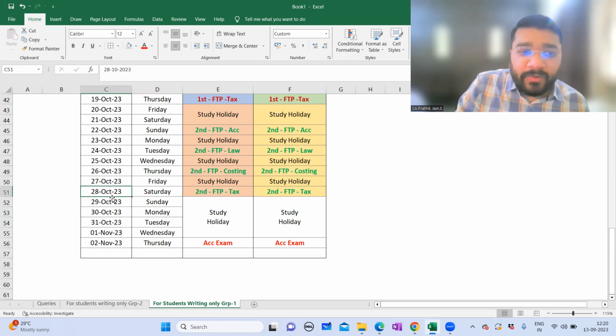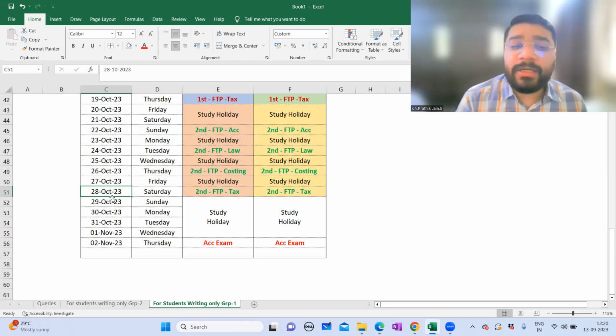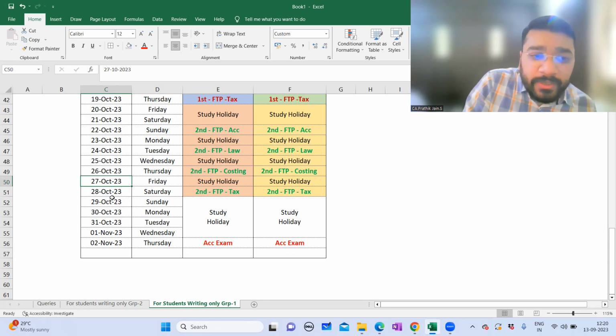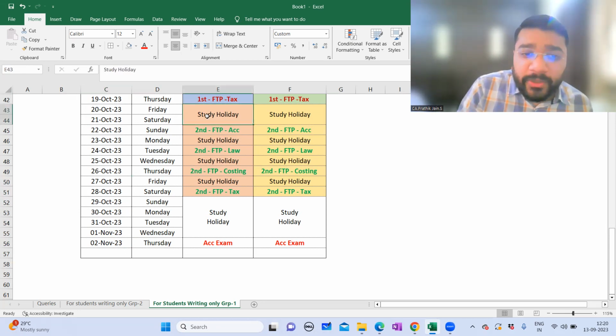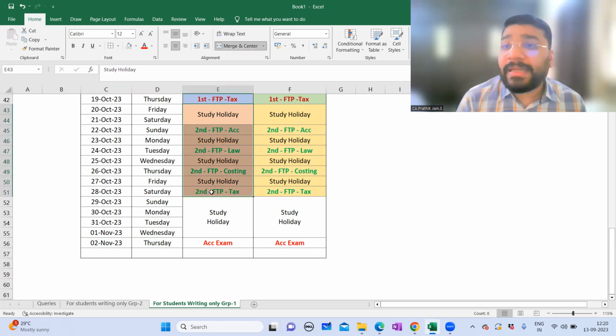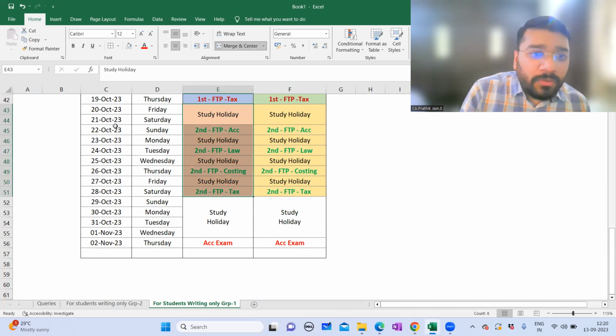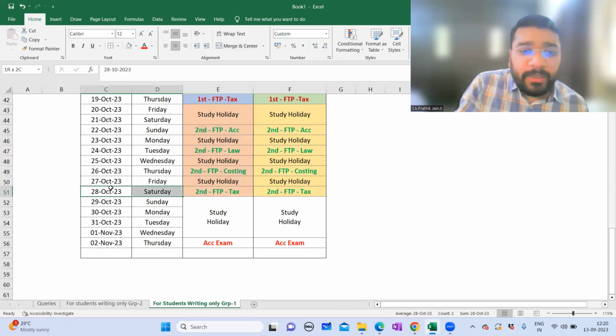So the 28th will be his second full portion test of the last subject of group 1, which is tax. The second full portion test that you're taking, guys, will be exactly as per your exam pattern, that is ICI's exam pattern. In ICI, whatever holidays you get in between, the same holidays are allocated here. So on 28th October, you should be doing your second full portion test on tax.